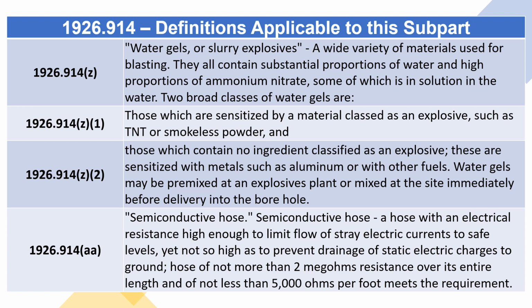1926.914(aa). Semiconductive hose. A hose with an electrical resistance high enough to limit flow of stray electric currents to safe levels, yet not so high as to prevent drainage of static electric charges to ground. Hose of not more than 2 megohms resistance over its entire length and of not less than 5,000 ohms per foot meets the requirement.